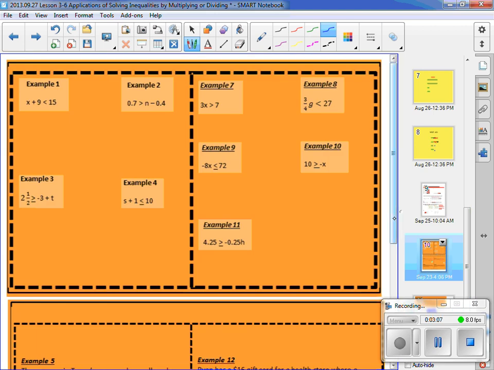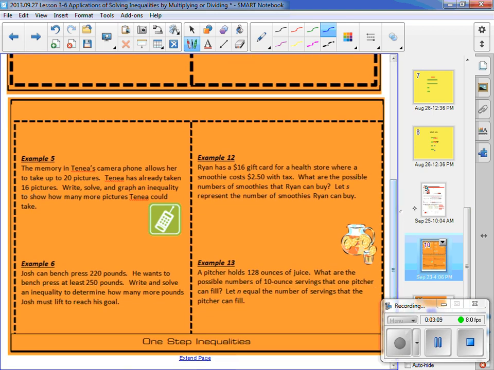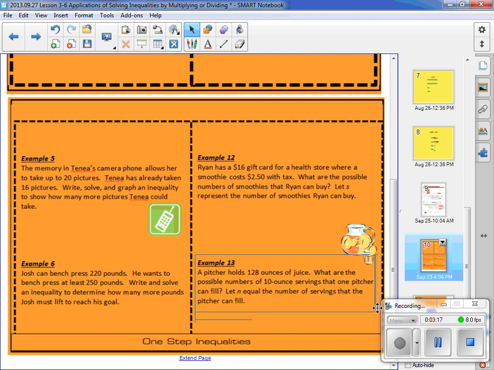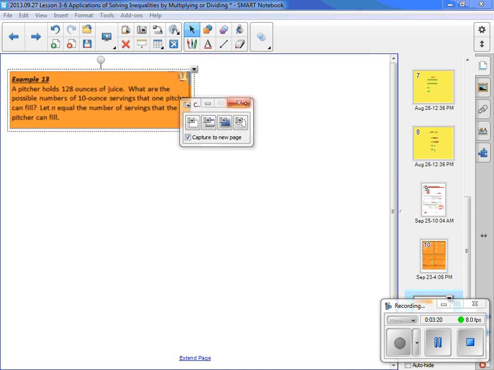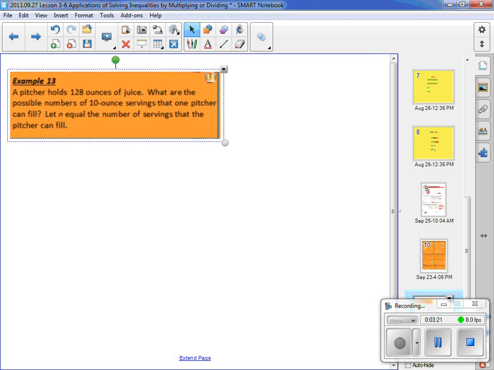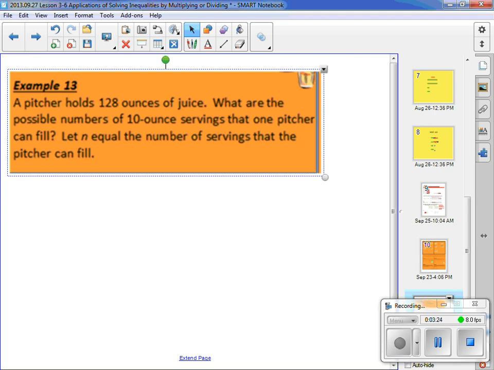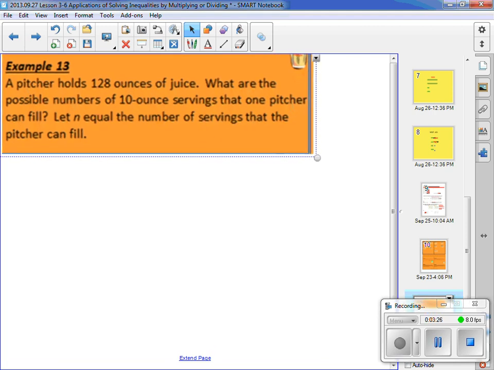And then on example 13, it says a pitcher holds 128 ounces of juice. What are the possible numbers of 10-ounce servings that one pitcher can fill? Let n equal the number of servings that the pitcher can fill. So what do y'all think about this one? Is it going to be less than, greater than? Kind of tricky.